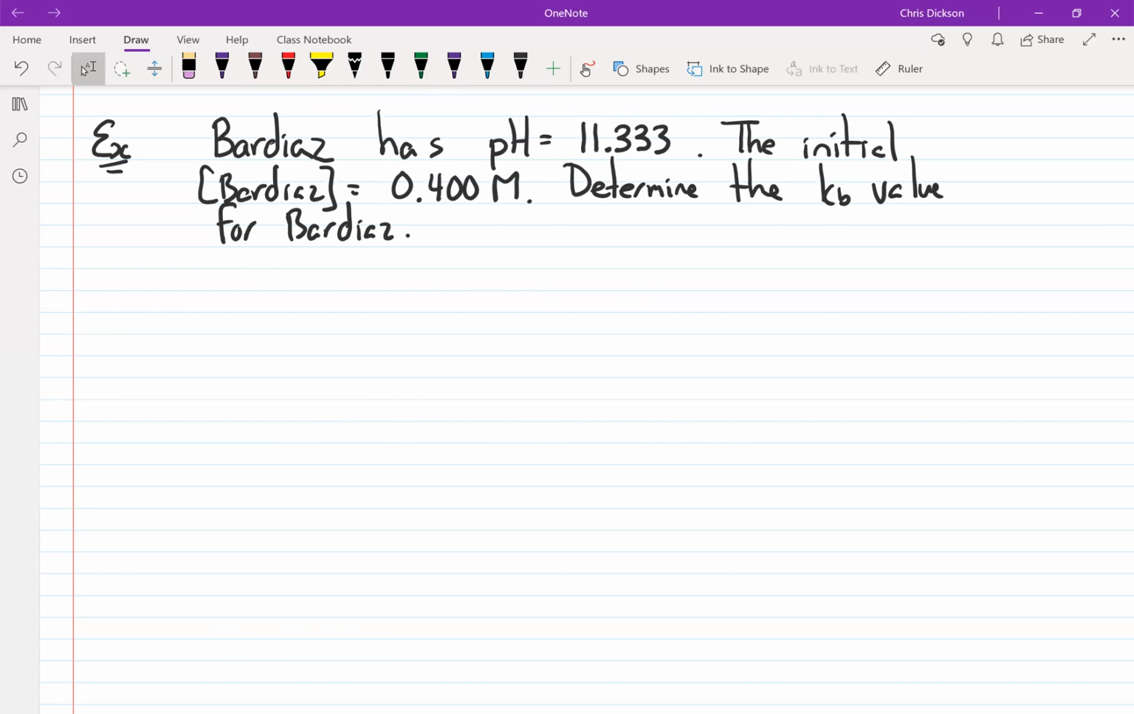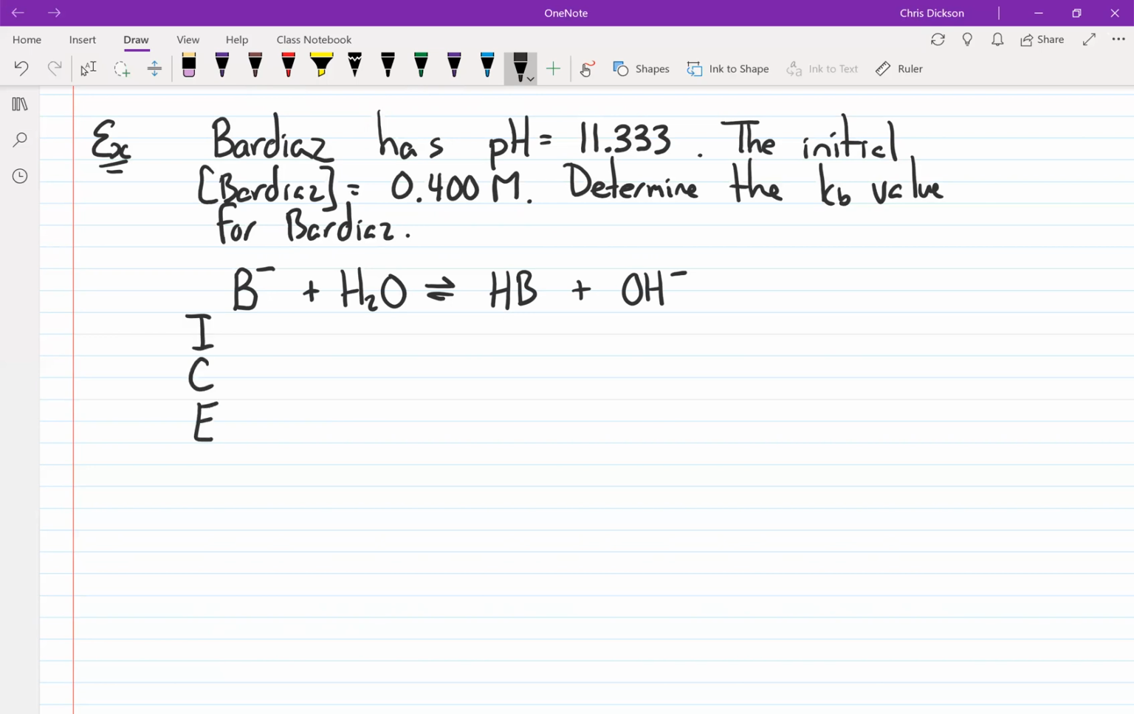So what I'm going to do is make a symbol up for Bardias, and I'm not going to use the whole word because it's a lot to write. So I'm just going to write B, and I'm just going to give it a minus charge here. But you could write whatever you want. I just think it's easier to write a single variable for it. And I'm going to say it's reacting with water. Now it's acting as a base, so it's going to take a proton to form HB and also some hydroxide ions. Okay. Now we have an initial concentration, we have a change, and we have a new equilibrium. Okay.